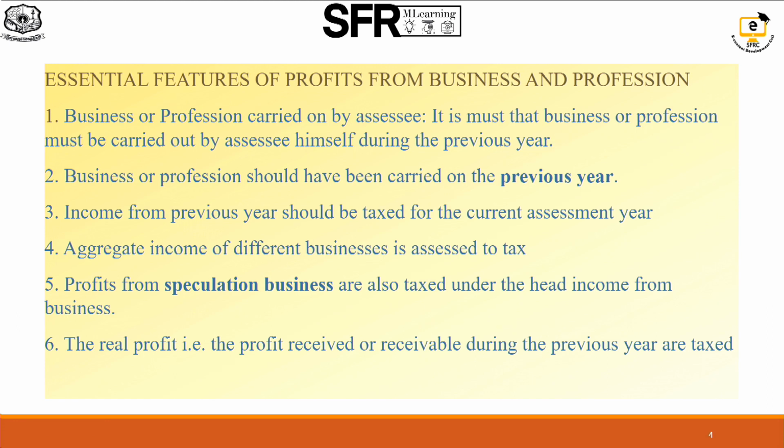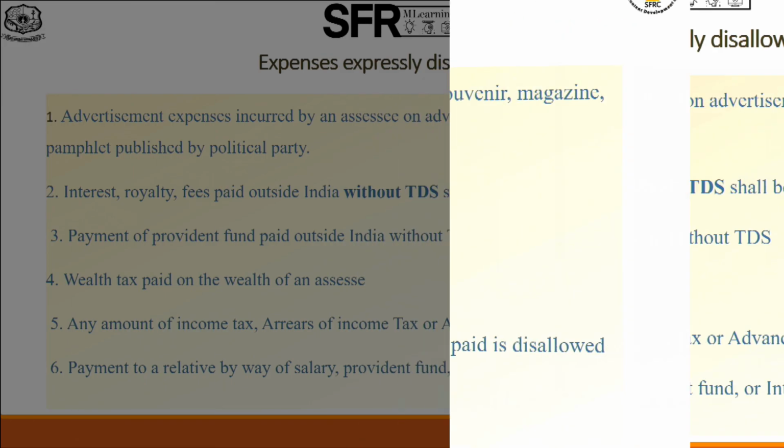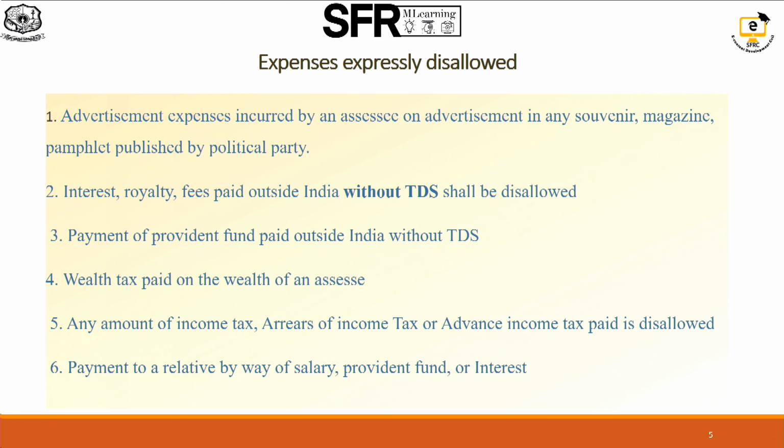Aggregate income of different businesses will also be covered under this Income Tax Act. Profit from speculation business will also be taxed under income from business. The real profit, that is the profit received or receivable during the previous year, will totally be taxed. Some expenses will be disallowed under the Income Tax Act under business income.